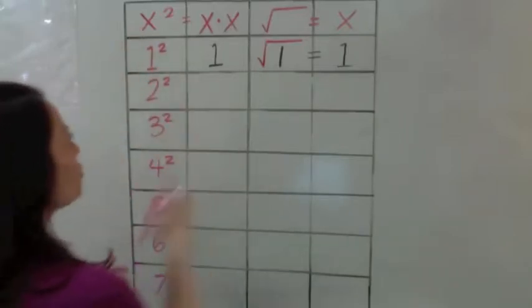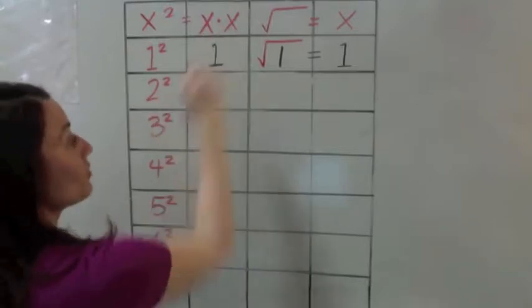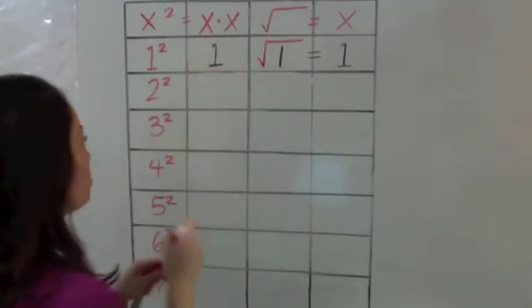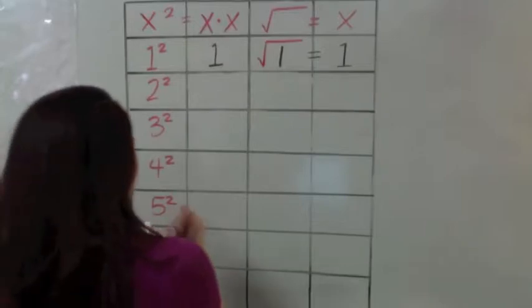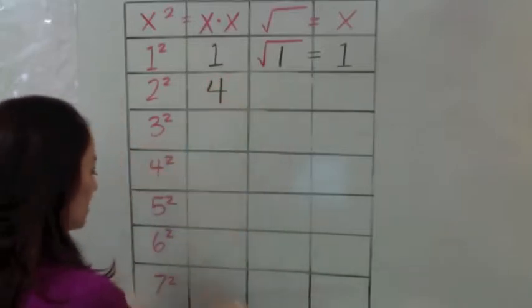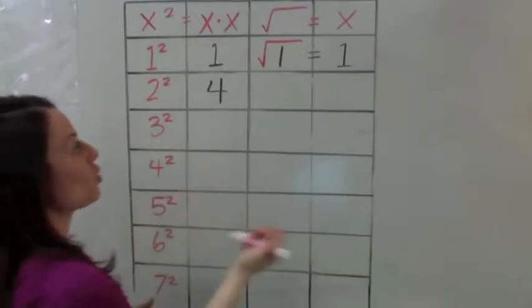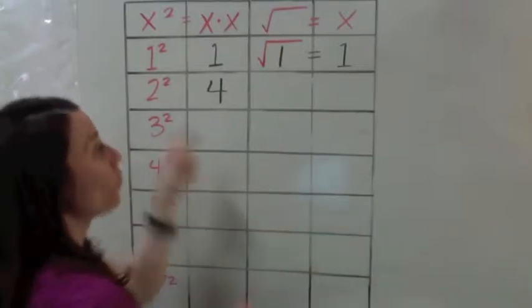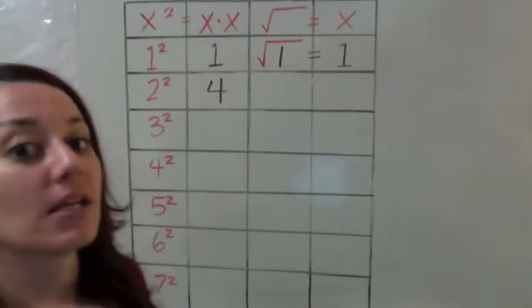Let's talk about 2. 2 squared is 2 times 2. Now, what's 2 times 2? What are you going to write? 2 times 2 is 4, right? You should be familiar with this. Now, how do you undo a square? The opposite of a square is a square root.